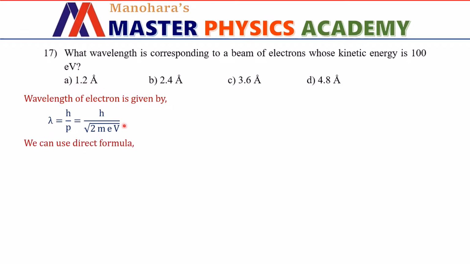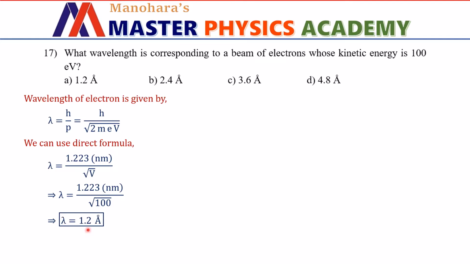We can simplify this formula to get the answer directly in terms of nanometer. That is, lambda equals 1.223 divided by root of accelerating potential. If we solve this, we will get the wavelength directly in nanometer. So, the accelerating potential is 100 volt. Solving this, we will get wavelength equal to 1.2 angstrom. Option A is the right choice.